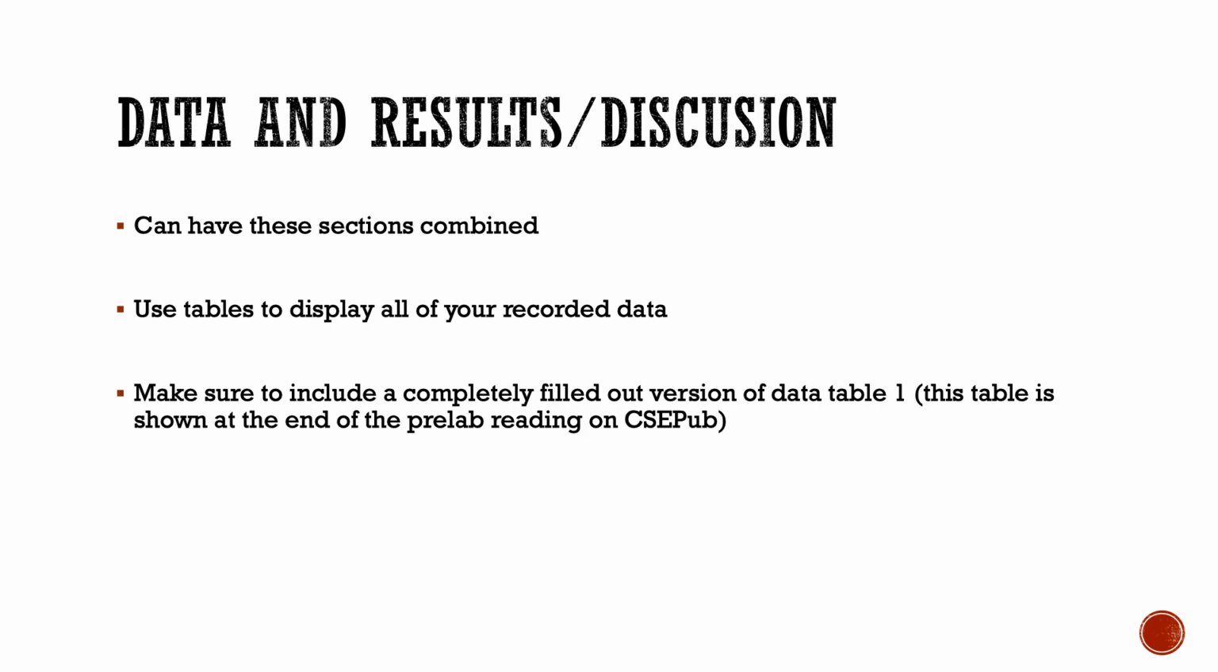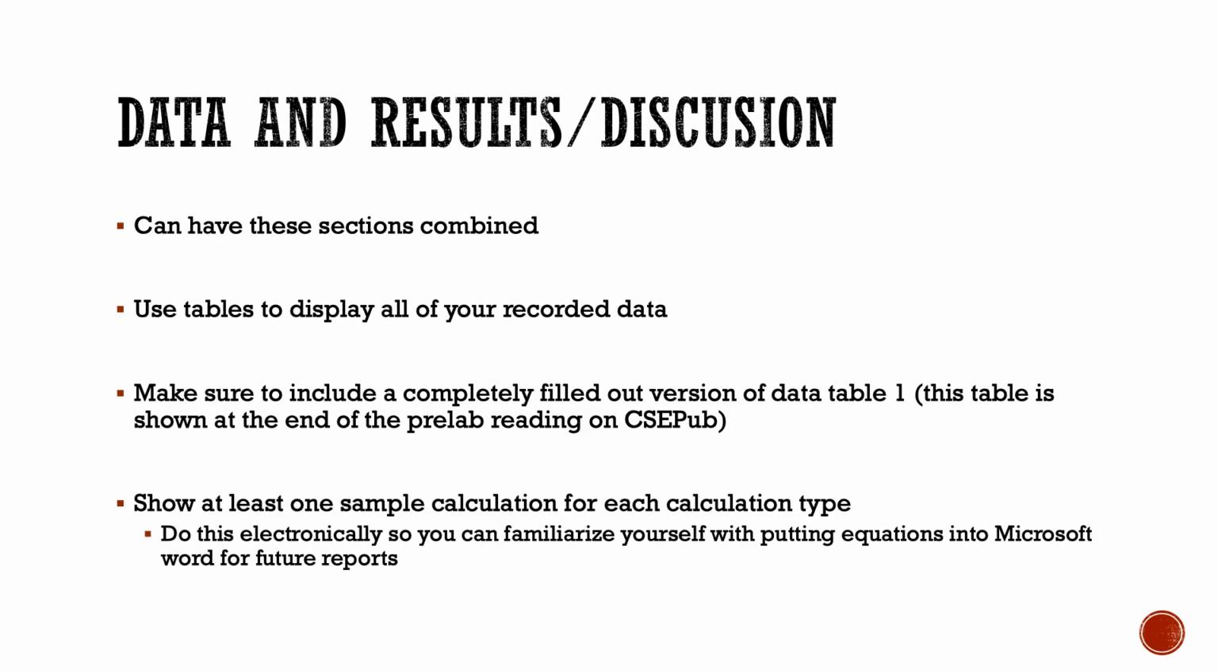Likewise, for the results side of things, you do want data table 1, which is the very bottom table in your CSE Pub pre-lab reading, completely filled out. You're going to have to do some calculations to fill that table out. So we also want to see not only that filled out table, but at least one sample calculation for each calculation type that you have to do.